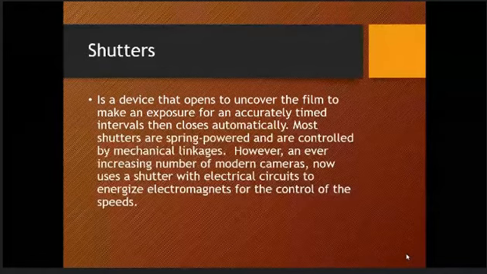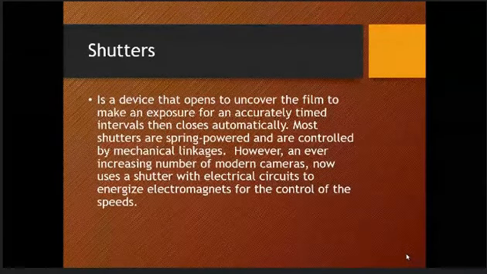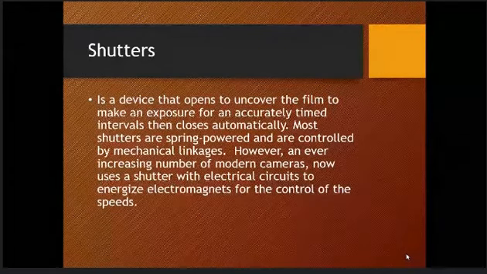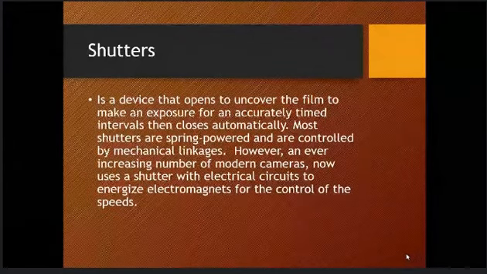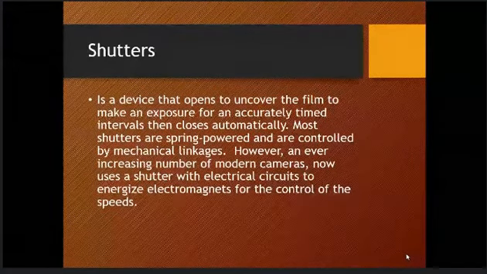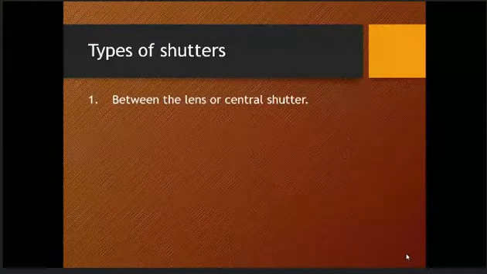Okay, so next is shutters. Now, what is a shutter? A shutter is a device that opens or covers the film to make an exposure at accurately timed intervals. It is used as a barrier. That is what we call a shutter. Types of shutters, we have two kinds.